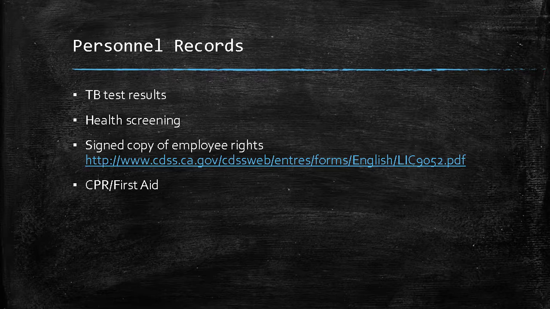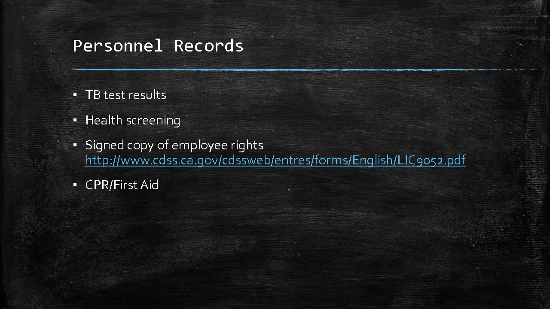So personnel records. This includes TB tests, health screening, and then a signed copy of employee rights, which I've also linked to, and then CPR and first aid. So this is the area where, per licensing, you need to read this and make sure that you have all of the parts of the personnel records and they're accounted for and they're organized as well. But these are the things that licensing has identified as issues.